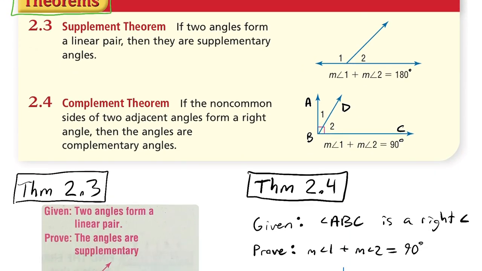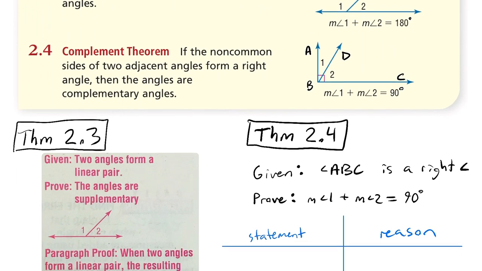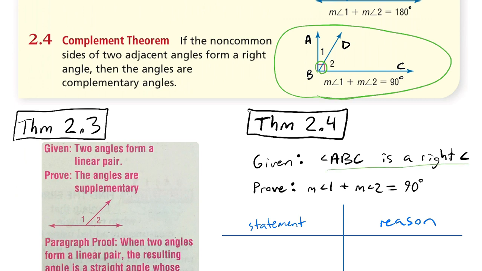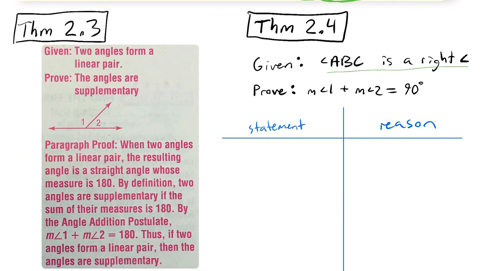So complements here. If the non-common sides of two adjacent angles form a right angle, then the angles are complementary angles. So in other words, given this picture, and the fact that this is a right angle, right? So given ABC is a right angle, then prove that the measure of angle 1 plus the measure of angle 2 equals 90 degrees. Okay, so we start with the given, right?